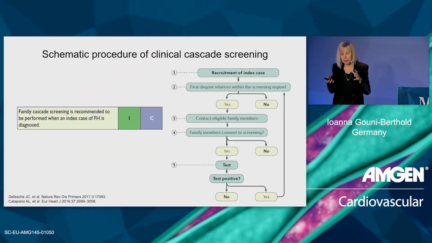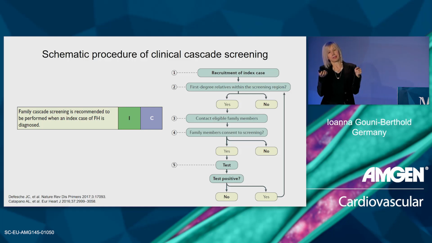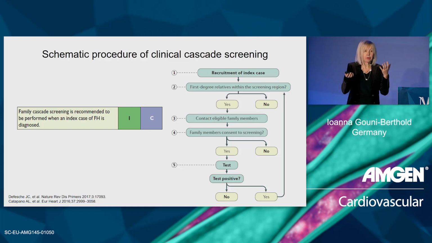So when we diagnose a patient with an FH, it's recommended, and it's done, not by everybody, but it's supposed to be actually a good idea, to try to find also family members that have this disease. And this is called cascade screening. You can do it simply with LDL values, or you can do it genetically.